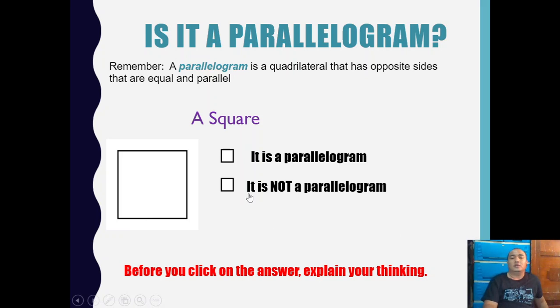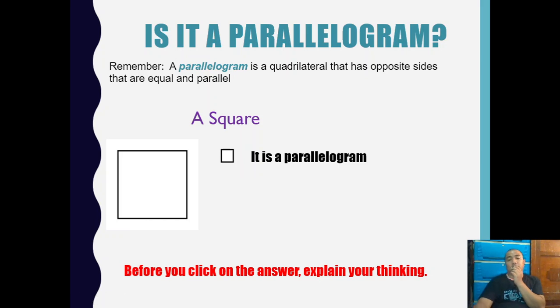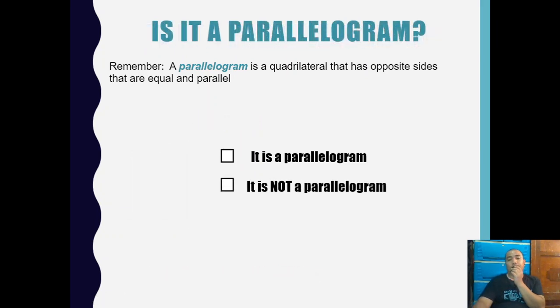The correct answer is, let's try this. Yes, it is a parallelogram. Tama. Kasi square is a parallelogram because it has opposite sides equal and parallel. Opposite side equal na parallel pa. Okay, it's not a parallelogram, mali. It should be a parallelogram.